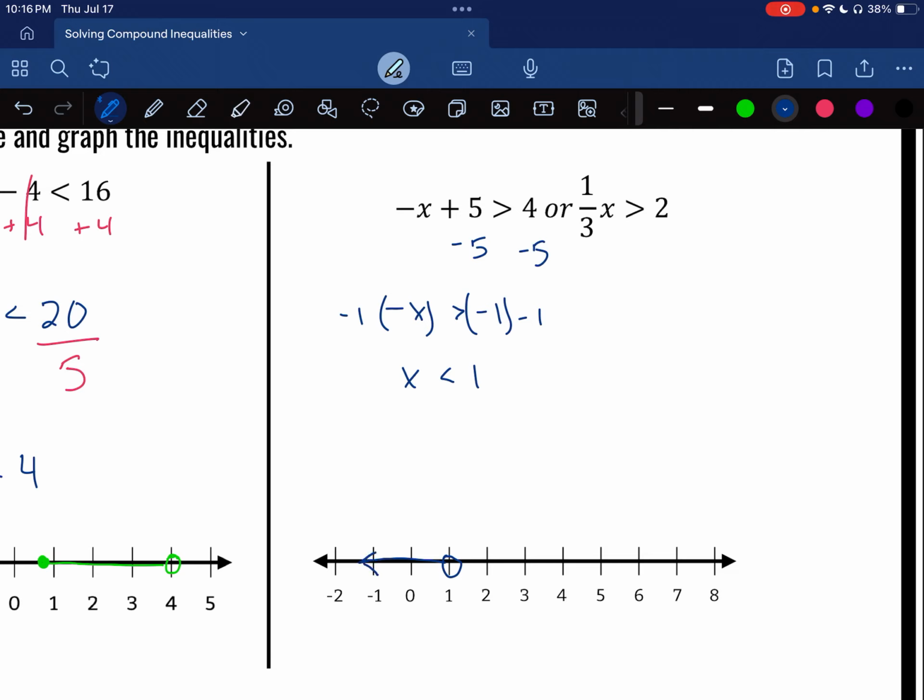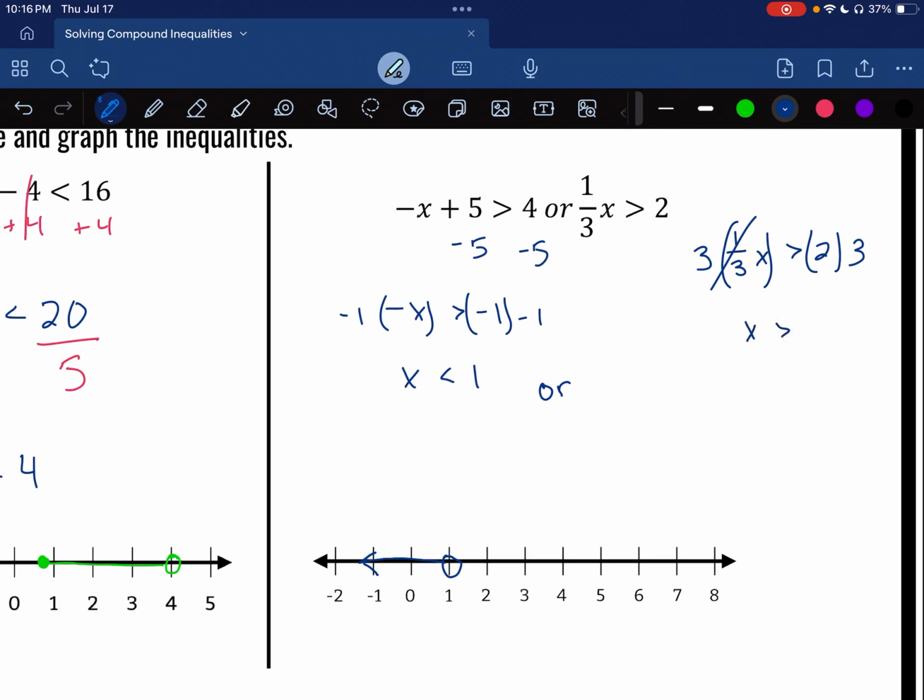And then over here, I'm going to just multiply. Here, I'll rewrite it so it's easy. Both sides by 3. Since I would have to, if I divide by 1/3, multiply by the reciprocal. Anyways, work smarter, not harder. So we get x is greater than 6. Also going to have an open circle. And then bigger than that.